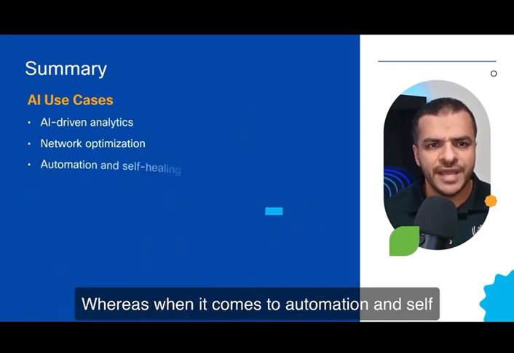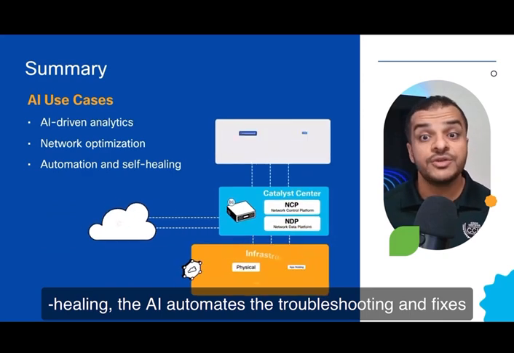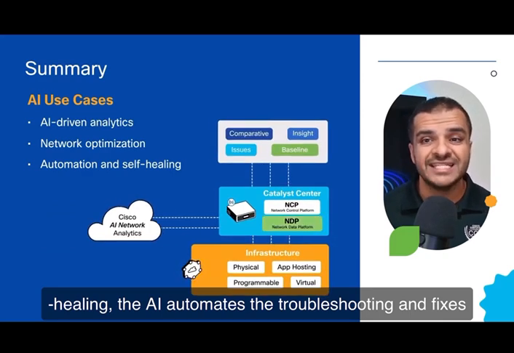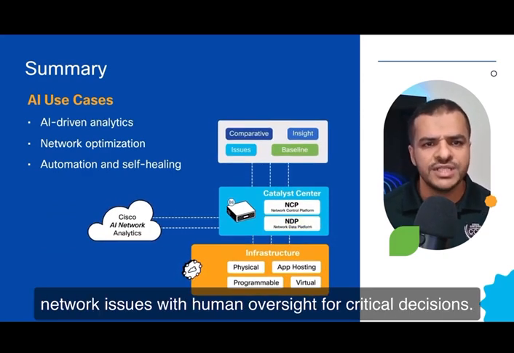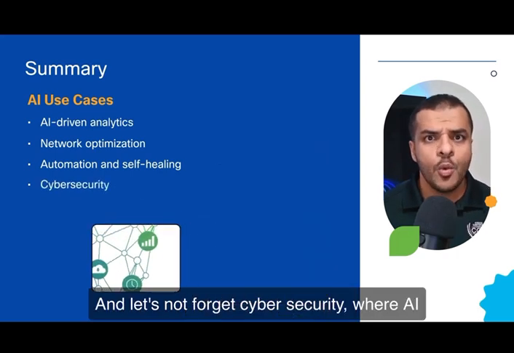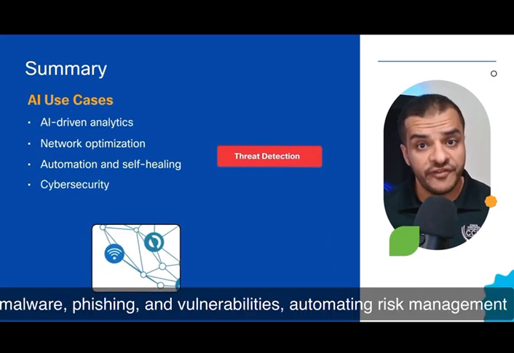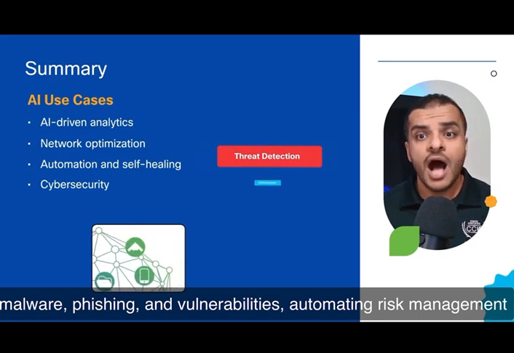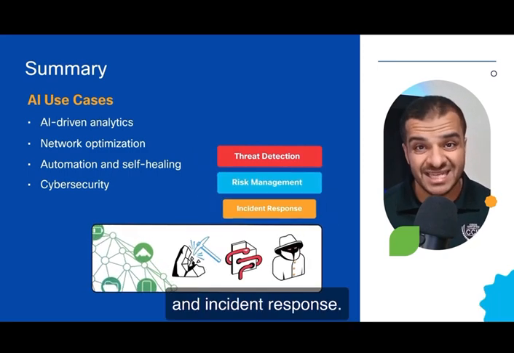Whereas when it comes to automation and self-healing, the AI automates the troubleshooting and fixes network issues with human oversight for critical decisions. And let's not forget cybersecurity, where AI detects malware, phishing, and vulnerabilities, automating risk management and incident response.